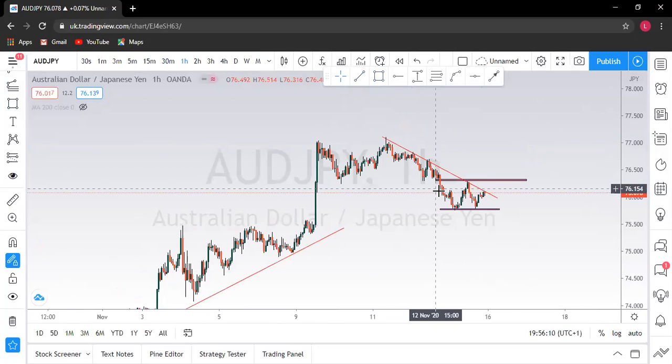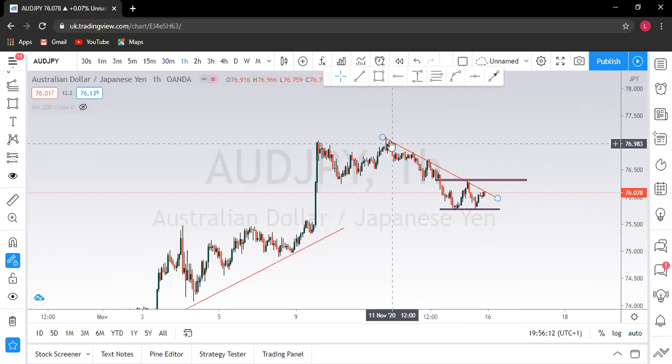Can you see the market touched it here? This trend line here is acting as what? It is acting as the resistance. Why is it acting as resistance? Because whenever the market touches it, it is always going down.